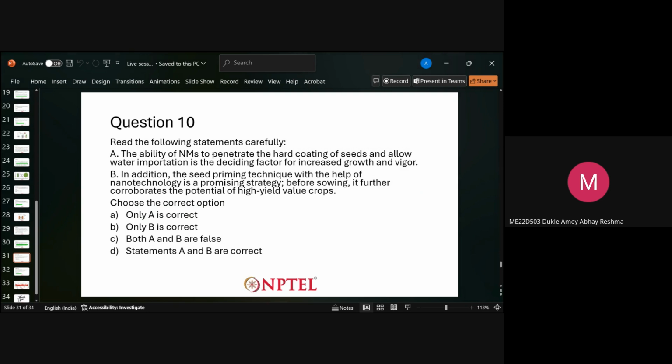So basically, using nanotechnology, since it can even pass through the hard coatings of the seed, it increases the plant germination capabilities, and it increases the growth and vigor of the crops. So the answer here is both statements A and B are correct.